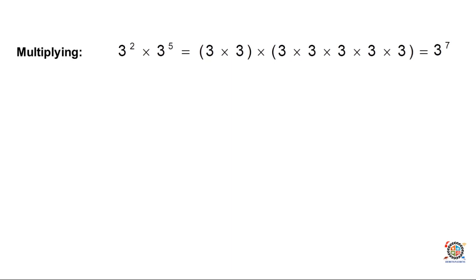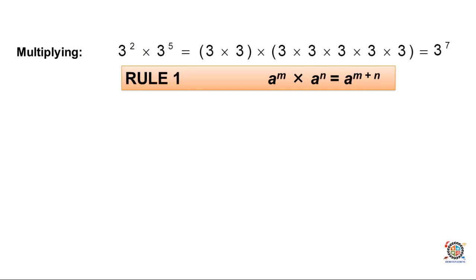Meaning, if I multiply a number with the same base but with a different index or exponent, I am just going to add 2 plus 5, which becomes 7. That gives you the first rule of exponent, which is a to the power of m times a to the power of n is equal to a to the power of m plus n. So you just need to add the exponents or the indices. That is the first rule.